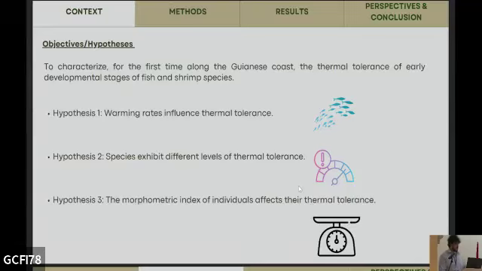The main objective of this research is to characterize, as I said, for the first time in French Guiana, the thermal tolerance of early developmental stages of fish and shrimp species. So we had to come up with hypotheses, and the first one was that warming rates will influence thermal tolerance. The second one, species exhibit different levels of thermal tolerance, and the last one, the morphometric index of individuals will influence their thermal tolerance.